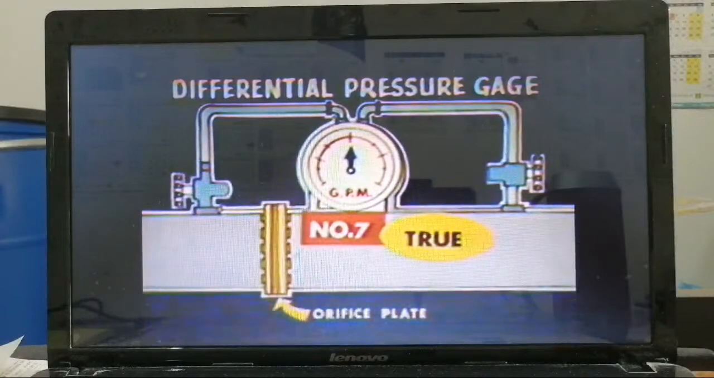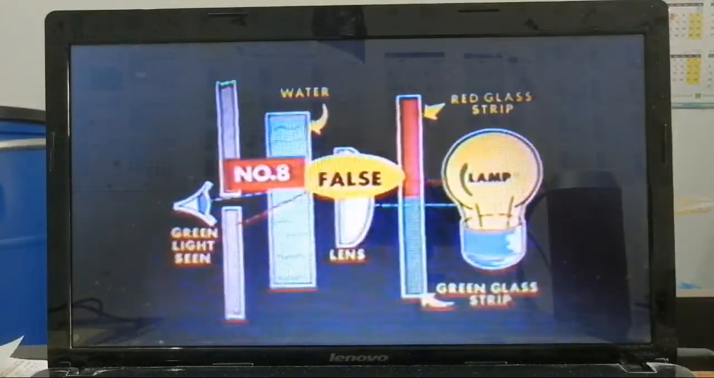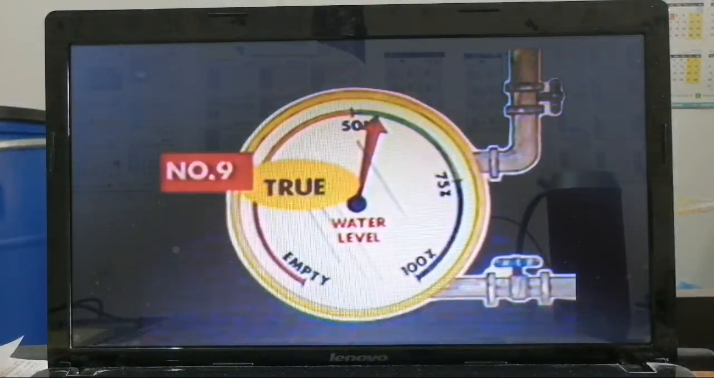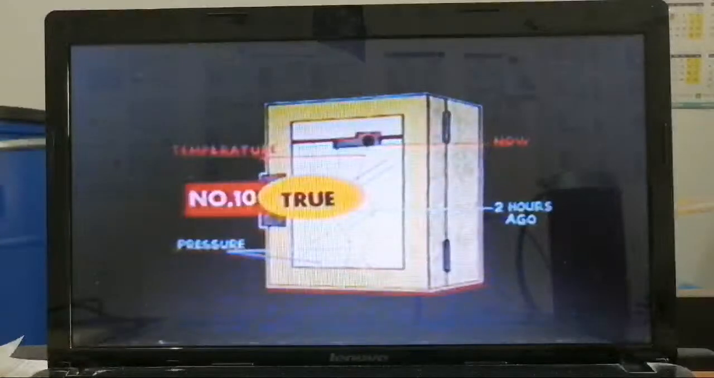Number 7 is true. The orifice plate acts as a resistance to flow. The greater the flow, the greater will be the difference in pressure. Number 8, false. The change in a bicolor gauge is the result of water, not steam, bending the light rays. Another way to check water level is by measuring the weight or pressure differential of the water. So true is the answer to number 9. Or more conditions over a period of time.